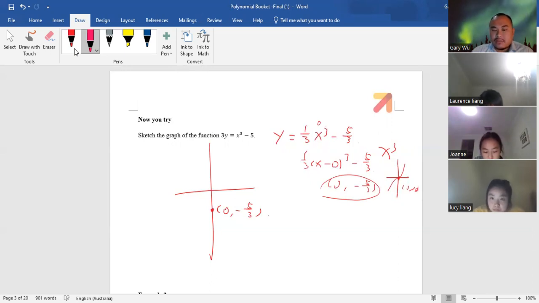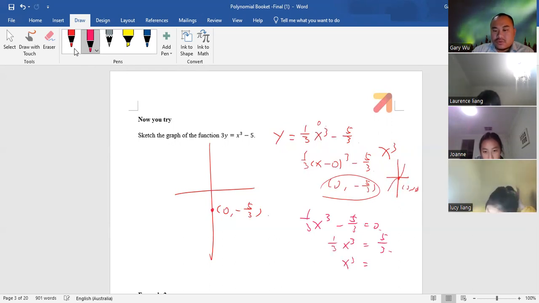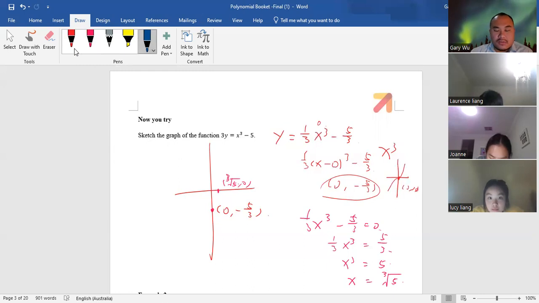And what is the x-intercept? I got cube root of 5. x cubed - 5/3 equal to 0, so we move 5/3 to the right. Then x cubed equal to 5, and therefore x equal to cube root of 5. That's right. It might be somewhere here. So we just go to 5, not to scale, right? And now we just want to connect them.